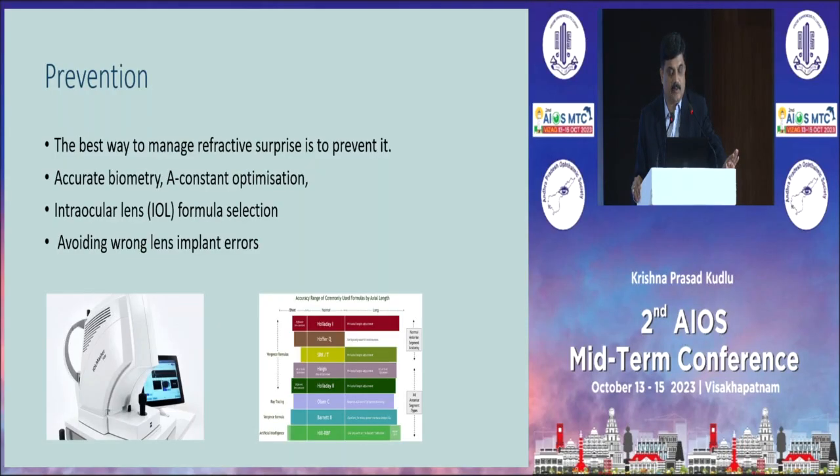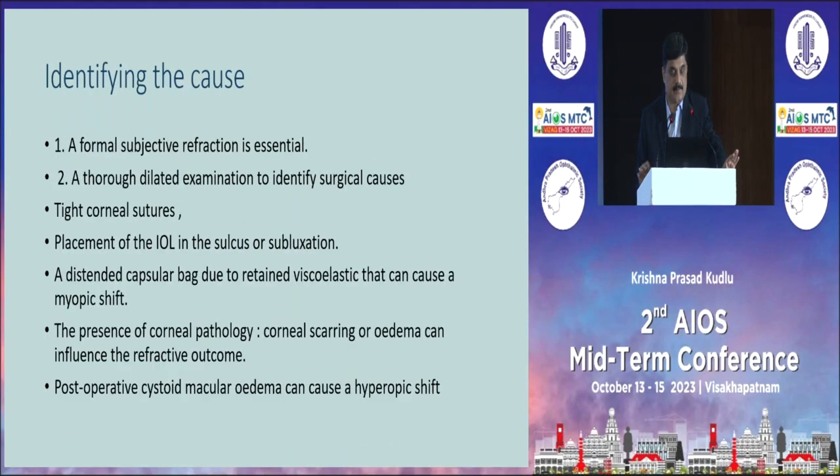and avoiding wrong lens implant errors. So coming to how to identify the cause, first the formal subjective refraction is very important. Thorough dilated examination to identify the surgical cause, like look for tight corneal sutures, whether the placement of the intraocular lens is in the sulcus or there is a subluxation of the IOL.